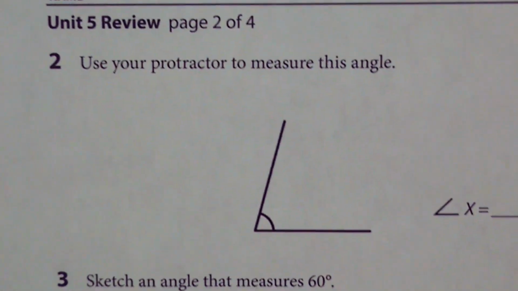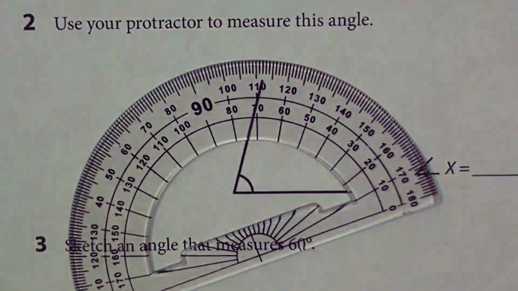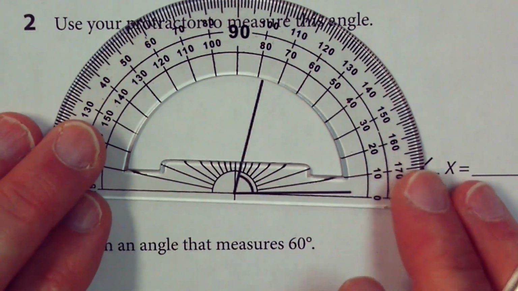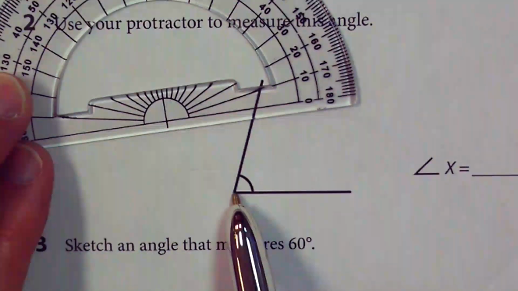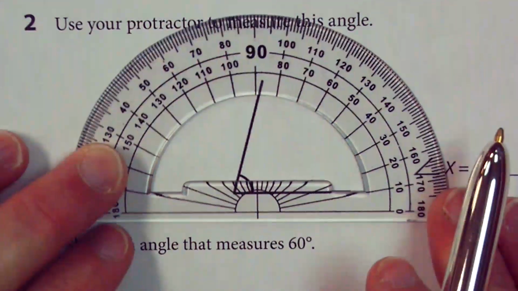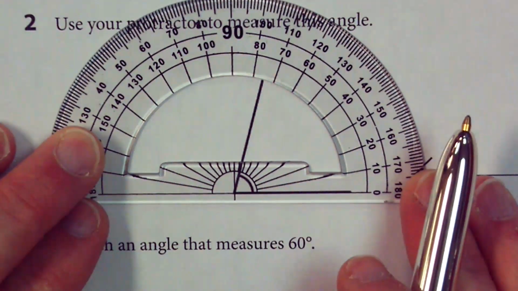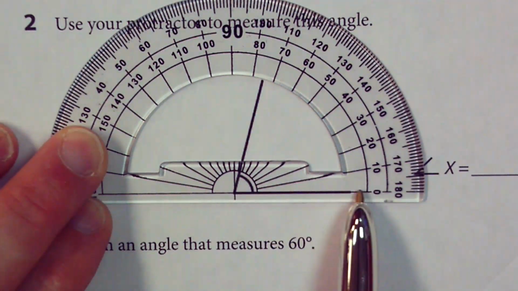Alright, you're going to use your protractor to measure this angle. Okay, got my protractor. I set it on here. I got to line up that center with the vertex where the two lines meet. And then this black line that goes all the way across the bottom has to be flat against the bottom of the angle. So I try to line it up perfectly.